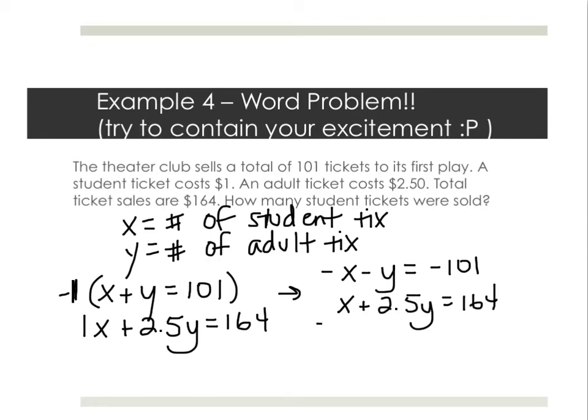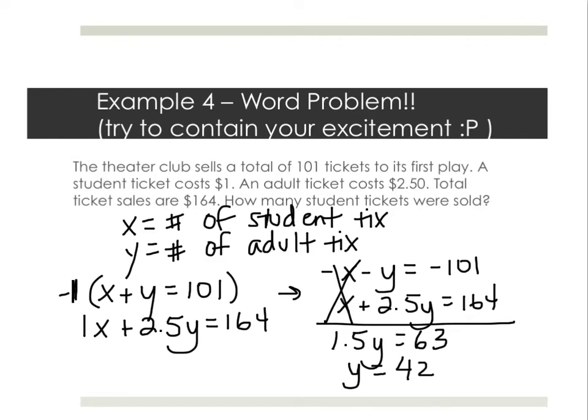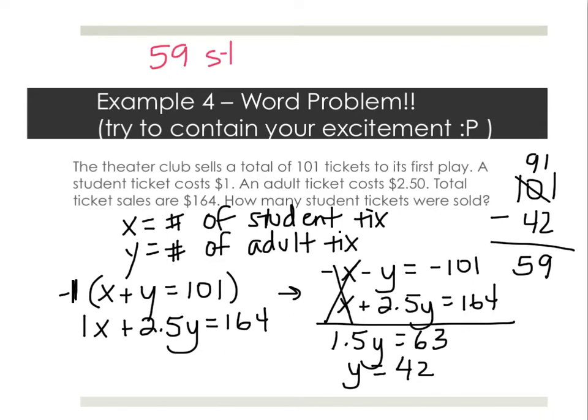When you add straight down now, you cancel out the x's, giving you 1.5y is equal to 63, and when you divide by 1.5 you get y equals 42. So I know there are 42 adult tickets. Now I have to find the number of student tickets, and I can very quickly do that by subtracting the number of adult tickets from the total number of tickets, and I got 59. So that means 59 student tickets were sold.